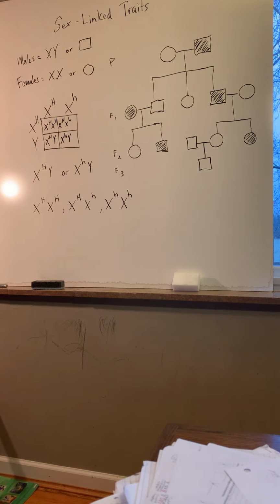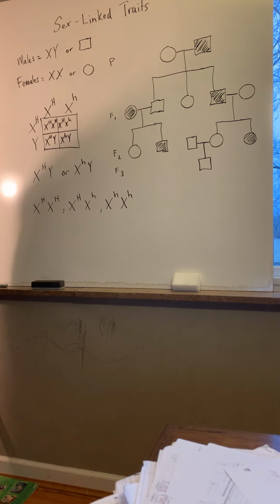what we're going to notice is that we get all different types of results. For males, we have X big H, Y, and X little h, Y. Those are your only two possibilities for males, which means that you can only have a male that is normal or a male that suffers from hemophilia. Males cannot be carriers of the disease.